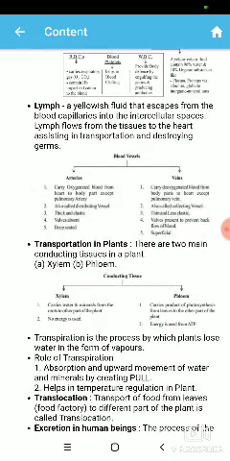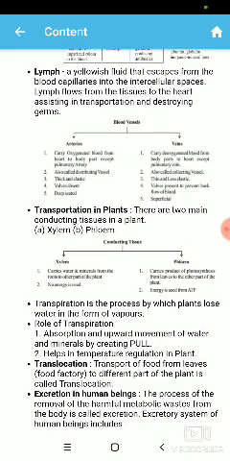Lymph, a yellowish fluid that escapes from the blood capillaries into the intercellular spaces. Lymph flows from the tissues to the heart, assisting in transportation and destroying germs. Blood vessels are of two types, that is arteries and veins. Arteries carry oxygenated blood from the heart to body parts, except the pulmonary artery, and are also called distributing vessels.